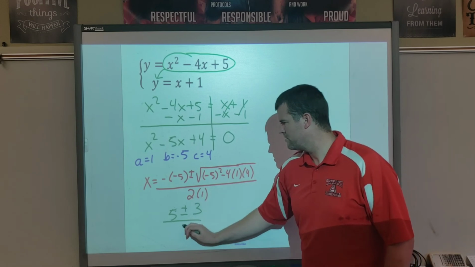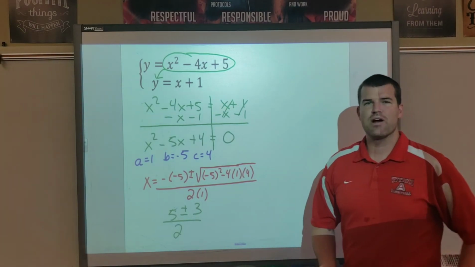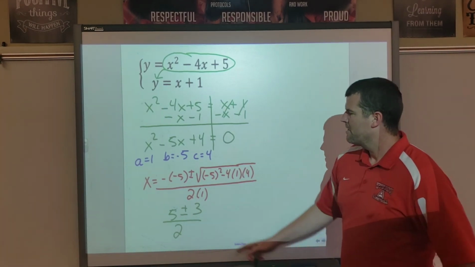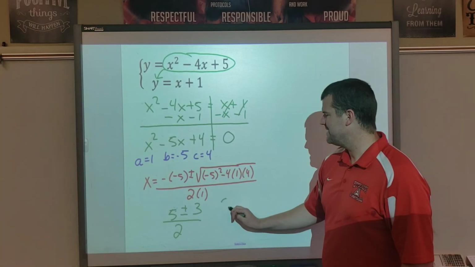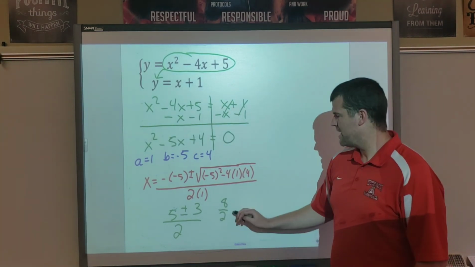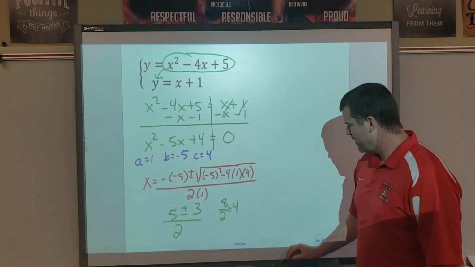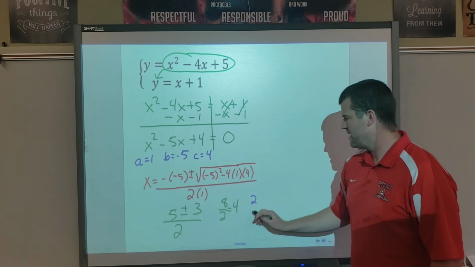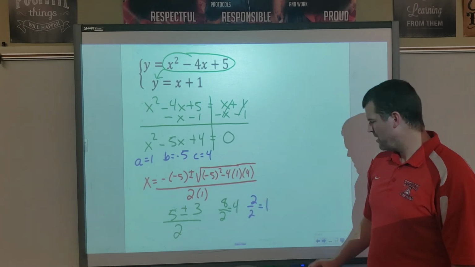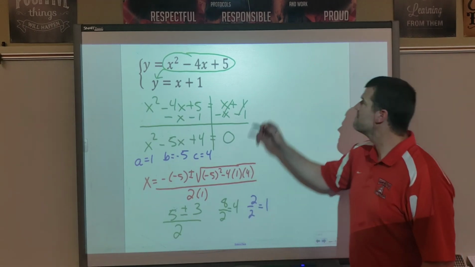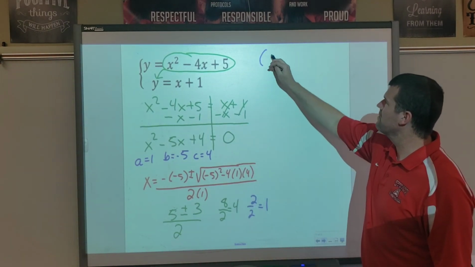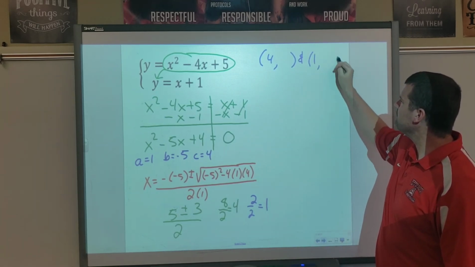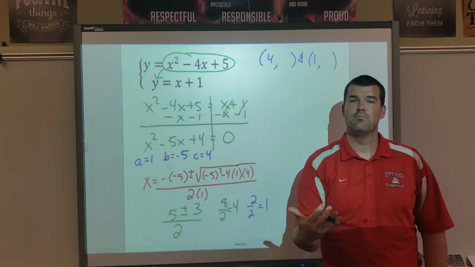All over 2. Since we don't have any square roots, we can simplify this to get our two different x values. We can do 5 plus 3 is 8, and then divide by 2. 8 divided by 2 is 4. We can also do 5 minus 3, which is 2, divide by 2, which is 1. So we know that our two x values are going to be positive 4 and positive 1.